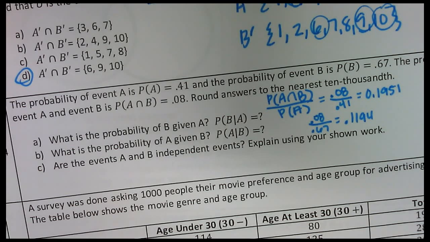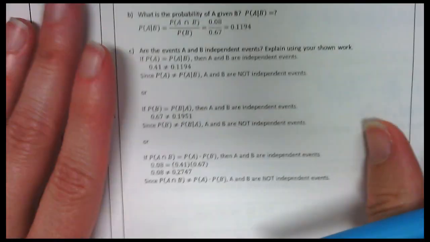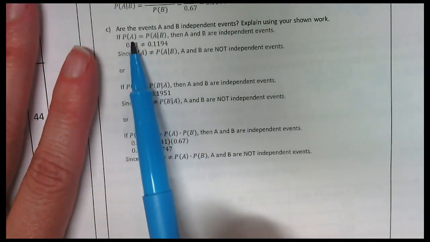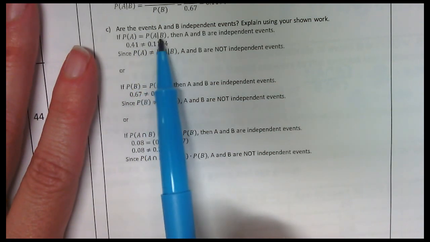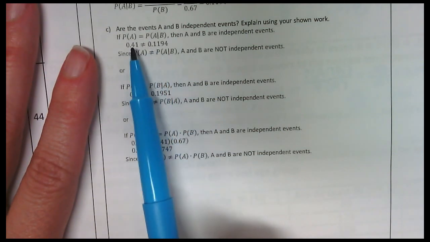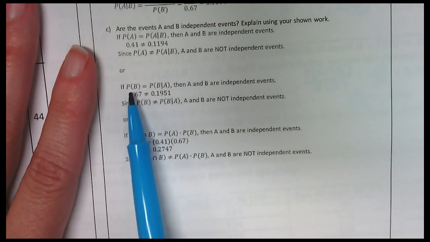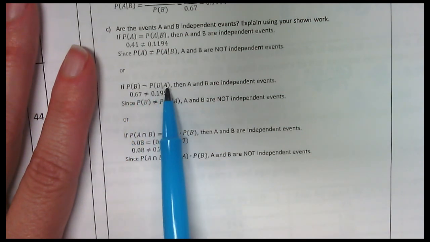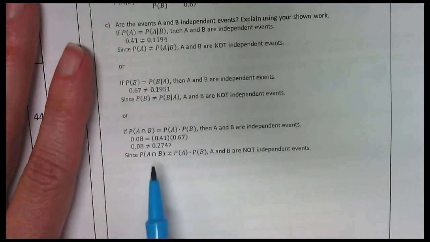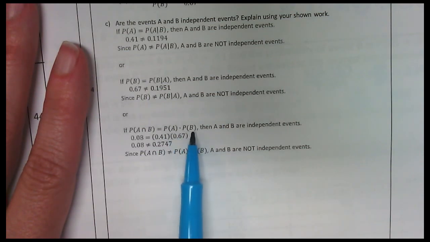So there's 3 ways we could test this out, and either of these ways would be acceptable. So we can test if A is the same as A given that B, which it's not the same because we figured this out and they weren't the same values, so they're not independent. Or we can test if B is the same as B given that A, they weren't the same, so they're not independent. Or we can test if the intersection is the same as A times B.